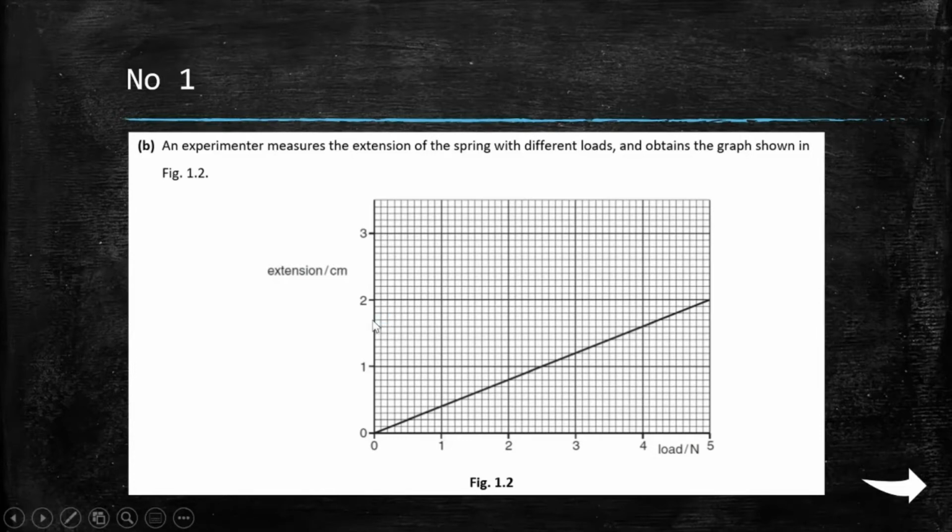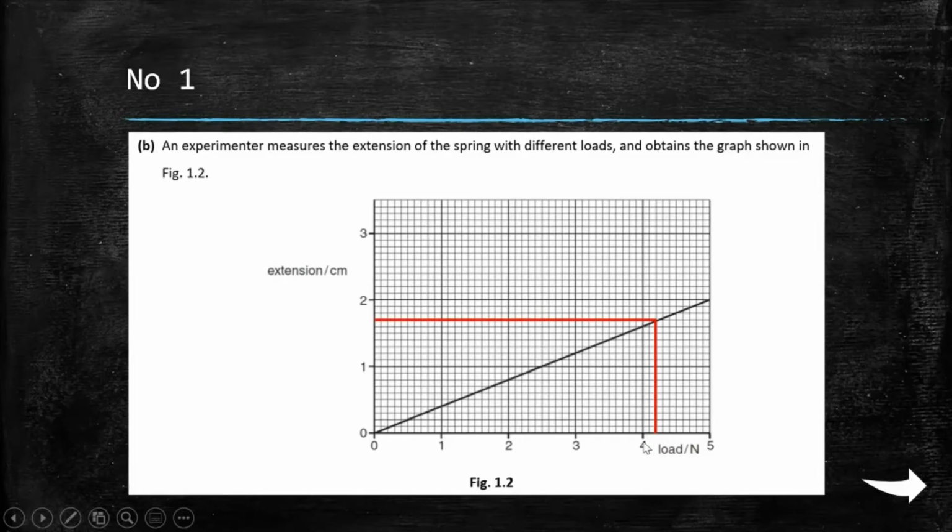Now, draw a horizontal line from the position of 1.7 centimeter extension until the line touches the line of the graph. We will get this line. After that, draw a vertical line from the point where the line of the graph and our horizontal line meets, downwards until it touches the x-axis. This is the line. The point where the vertical line meets the x-axis is the value of the load.